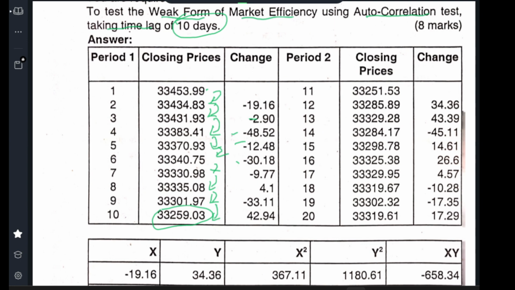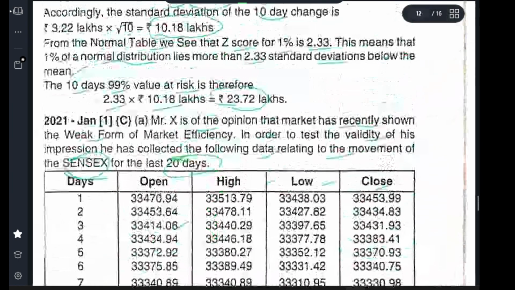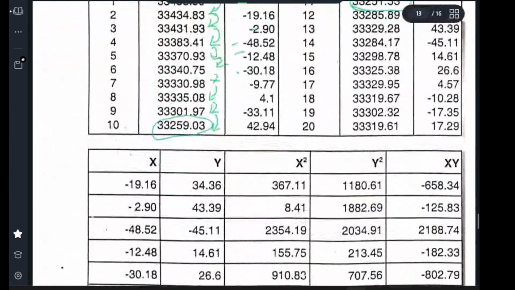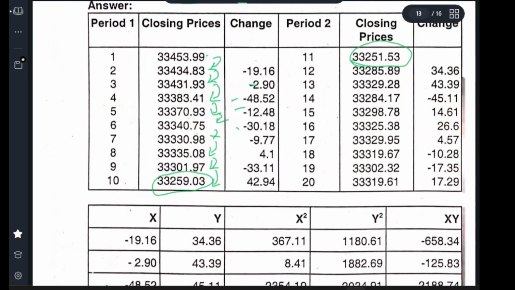Period 2 from 11, the same thing. Opening from 3 to 3, 1, 11, to the next 10 days: 34, 43, minus 52 reduced, increase 14, increase 26, increase 4, decrease 10, decrease 17, increase 17.